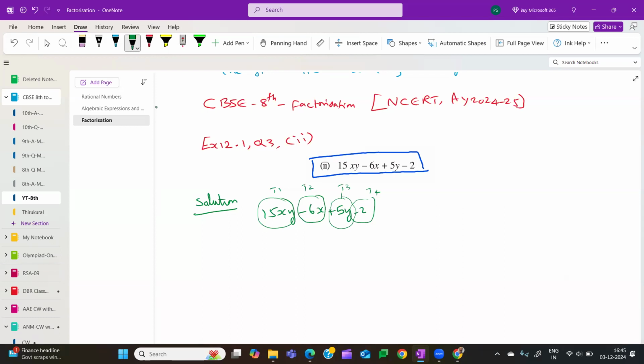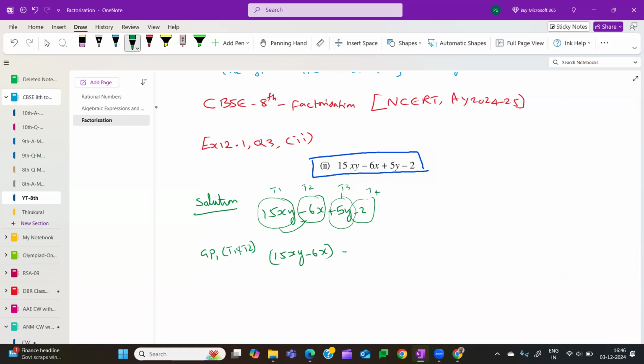Okay. So can we just do it? Group 1 is made by grouping T1 and T2. I'll just write it in the shortcut form. This is what I'm going to do now. What is that? 15xy minus 6x. So everything I'm just putting inside the bracket.